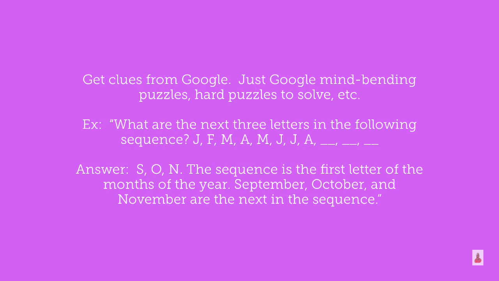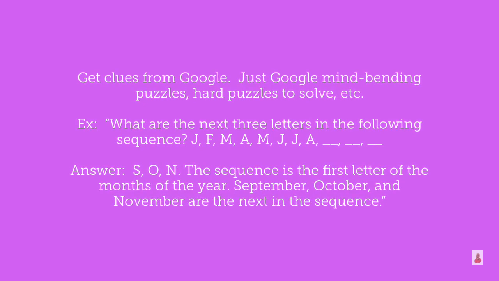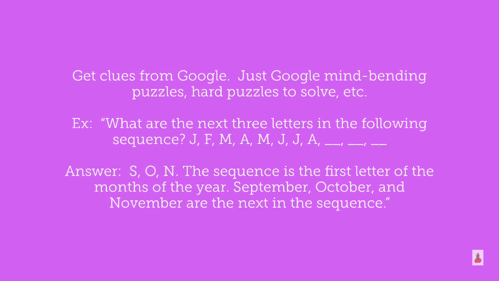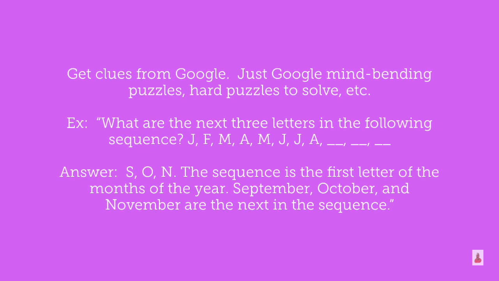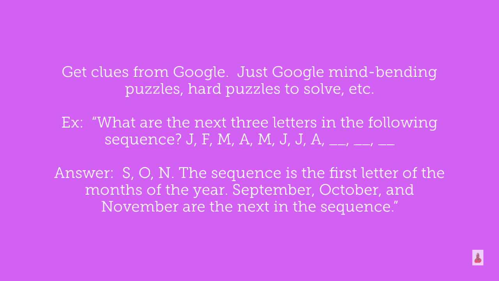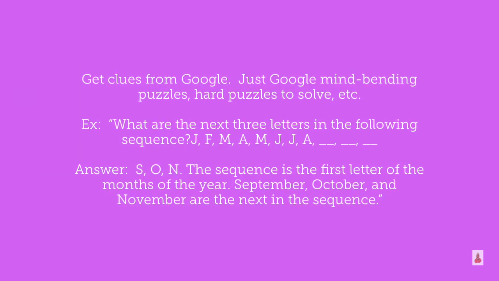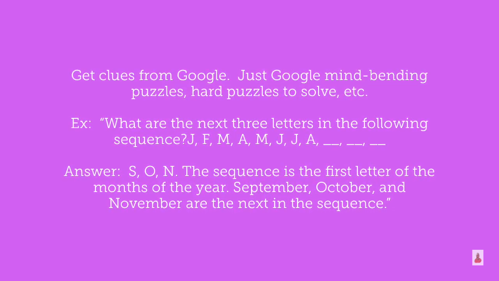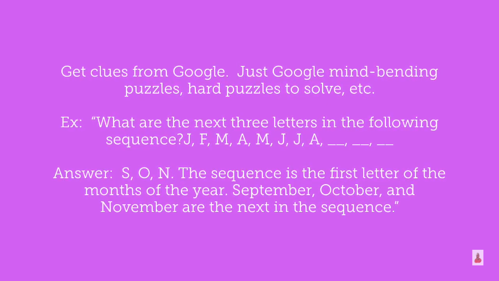Once again, good friend Google has different questions that you can use. You can Google the words mind-bending puzzles, hard puzzles to solve, etc. For example, I found this one. It's semi-hard, but it says, what are the next 3 letters in the following sequence? And it gives you J, F, M, A, M, J, J, A, and then 3 blanks. And the answer is S-O-N. And it says the sequence is the first letter of the months of the year. September, October, and November are the next in the sequence.